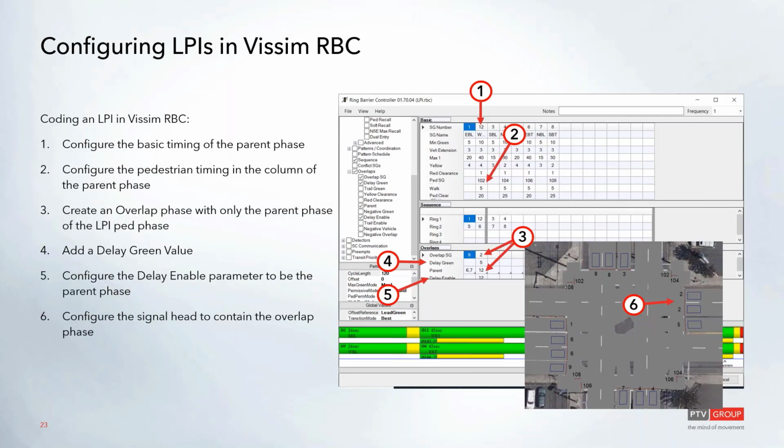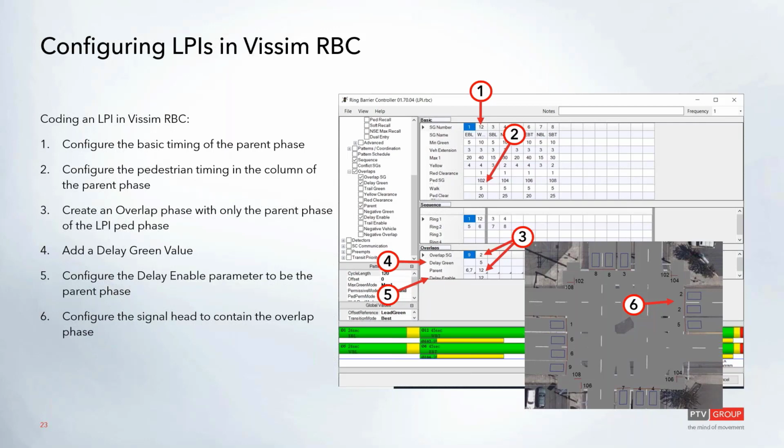And then you create its own overlap phase. And the key here is, aside from just creating the overlap phase and assigning a parent, you'll need to come into the table of contents on the left there and select 2 new parameters called delay green and delay enable. Sometimes people forget the delay enable part, but this is the key part. The delay green is the amount of time that you want the LPI to be active for. So in this case, 5 seconds. We're holding back the vehicular phase for 5 seconds and letting the pedestrians have 5 seconds of walking.